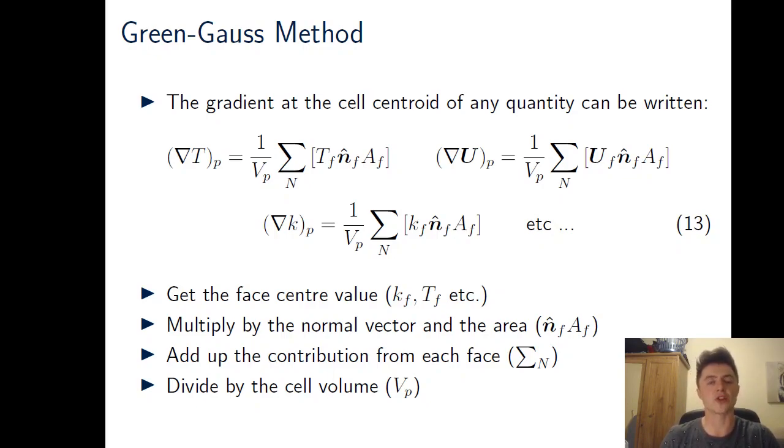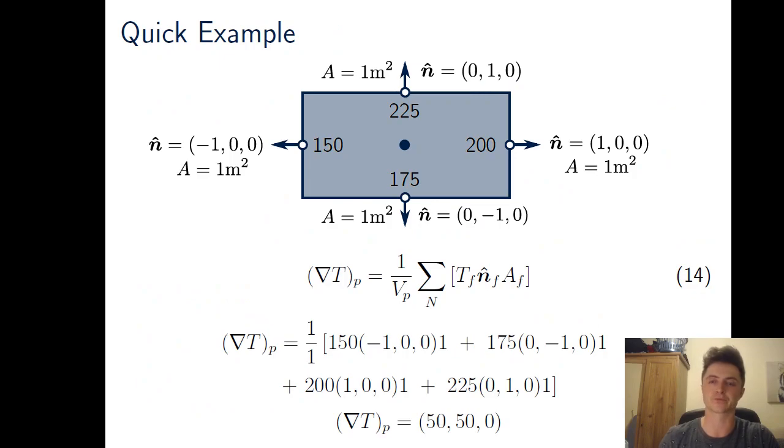So this is the Green-Gauss method overall for computing the gradient, but we're not finished there. We still need to look at cell-based and node-based approaches, and these are slightly different. The way they come in is the way that we compute the value at the center of the face. So that's TF or KF. That's where the difference will come in between these schemes.